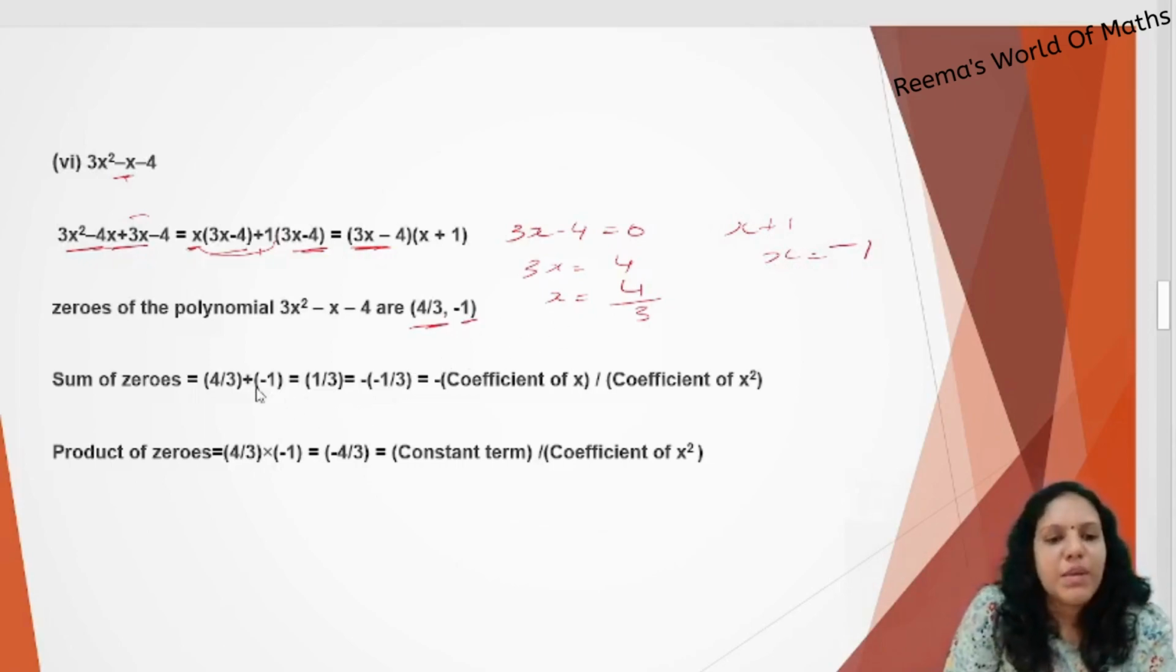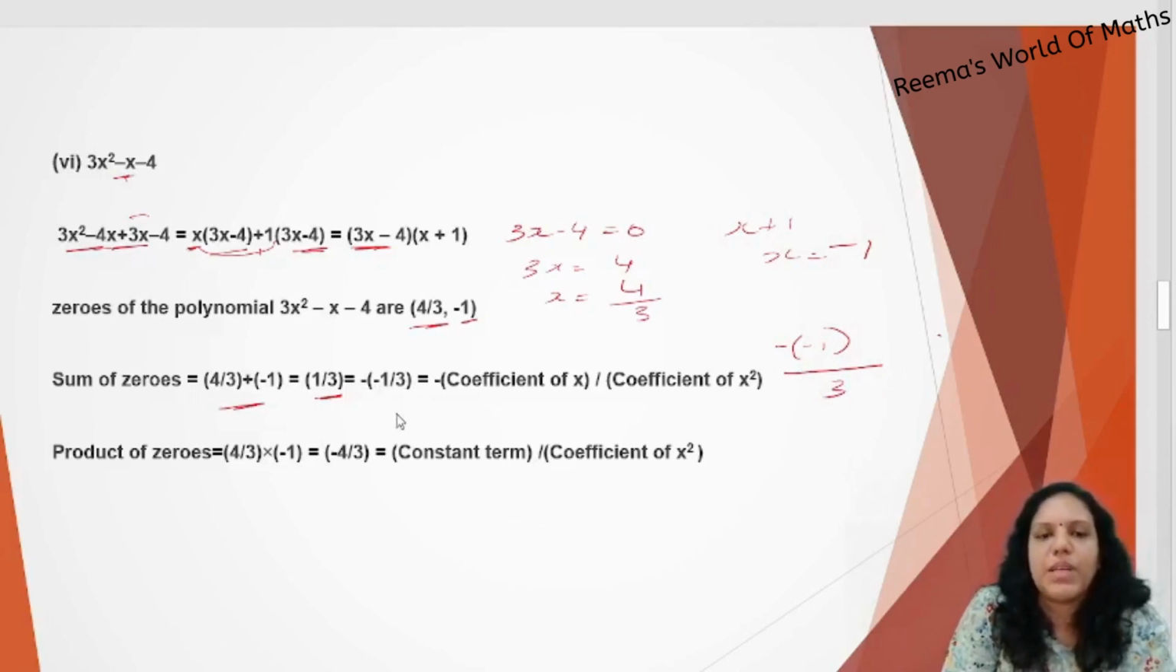Let's verify. Sum of zeros equals 4 by 3 plus minus 1, which is equal to 1 by 3. Now we need to verify with the coefficient of x. The coefficient of x is minus 1, so minus coefficient of x, minus into minus 1, divided by the coefficient of x squared, which is 3, gives 1 by 3, which is equal to the sum of the zeros.